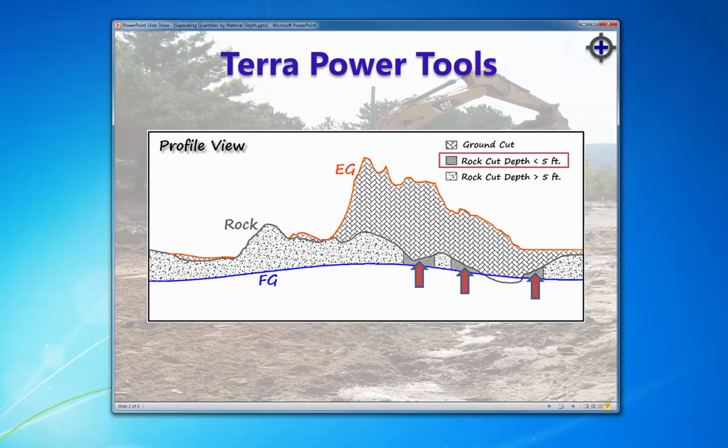The reason for reporting the rock cut separately is because contractors are usually paid by volume of rock if it's more than a certain depth, and by area otherwise. Let's see how we can tackle this problem in Terra Power Tools.